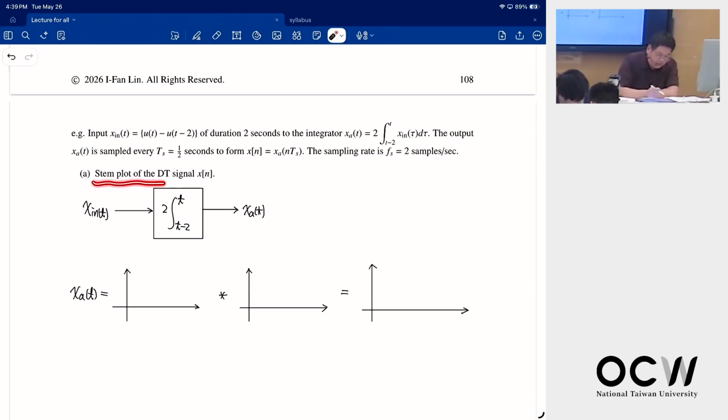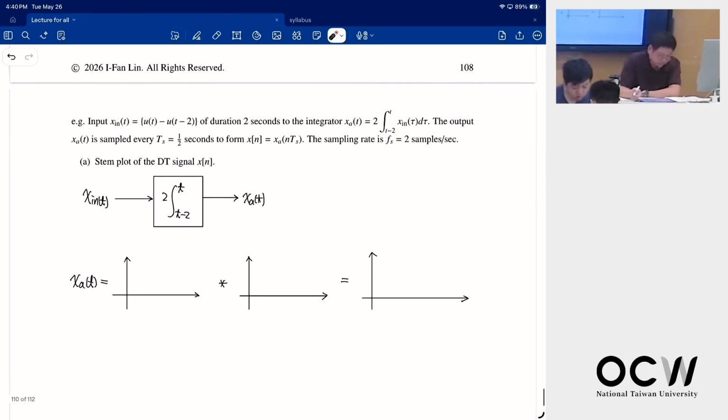First, we need a stem plot of the discrete time signal. Okay, so make sure that you add this sentence. Right, so I have an input. I send it to a system to get x_a. So what is this system? I can send the delta function to check its impulse response.